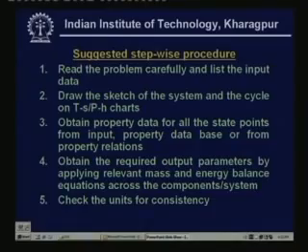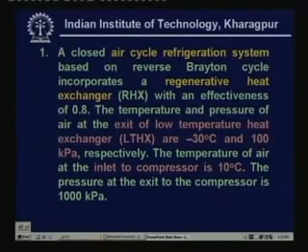So, if you proceed in a systematic manner, solving these problems will be very easy. Okay, so systematic procedure is always better. So, now let us go to some of the typical problems. The first problem is on air cycle refrigeration system.